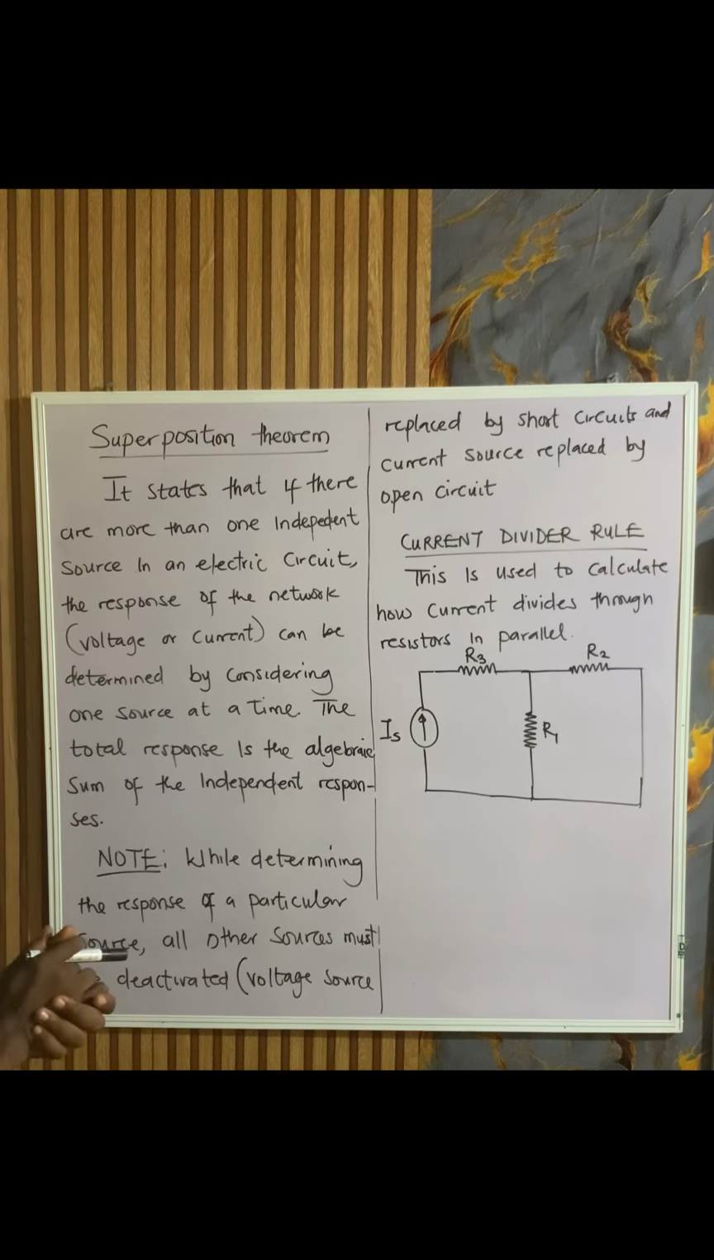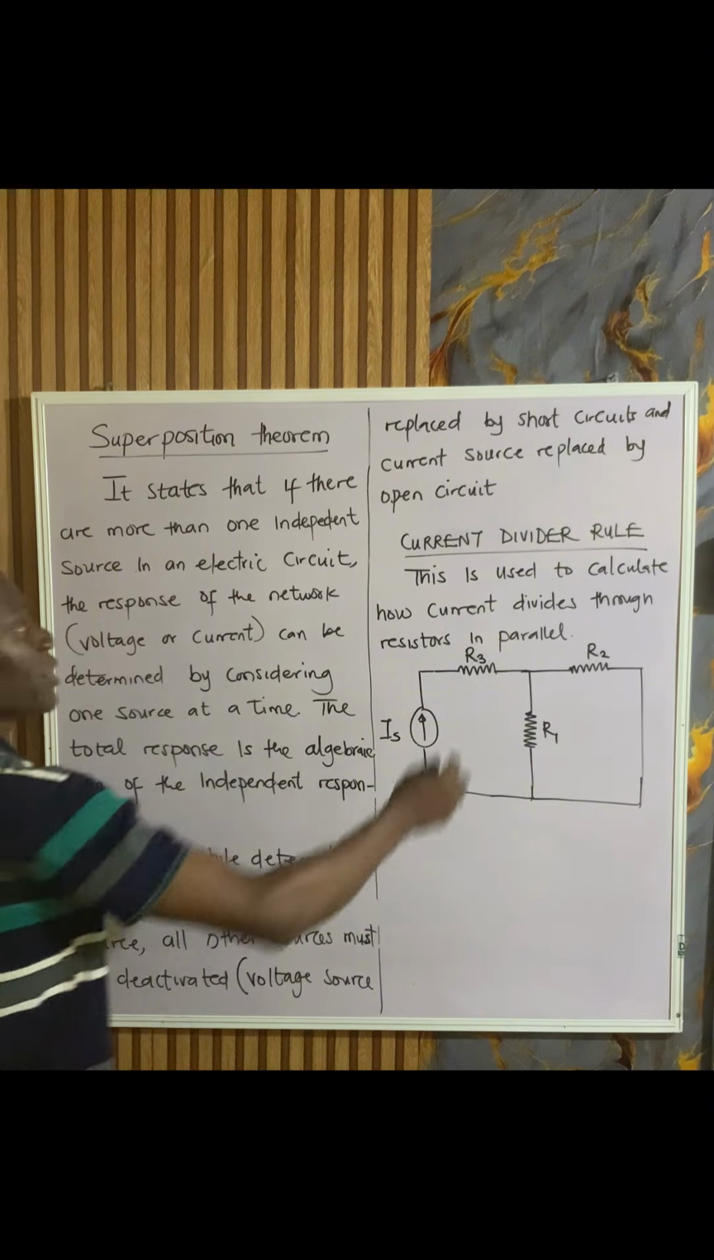So what it is simply saying is that in a circuit, if I have more than one source, maybe 2 or 3 sources, it could be a voltage source, it could be a current source, in analyzing the circuit, we consider one source at a particular time. Now, note that if we are determining the response of one particular source, all other sources must be deactivated. The voltage source will be short-circuited, while the current source should be replaced by an open circuit.